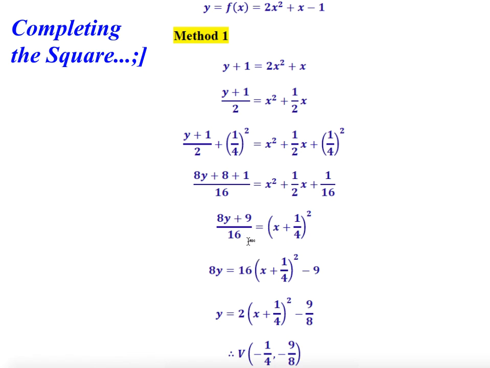I multiplied both sides by 16, so it kills off the 16 here on the left, and I threw the 9 over to the other side right away to save a little bit of time. Divide by 8, and we get this new form.